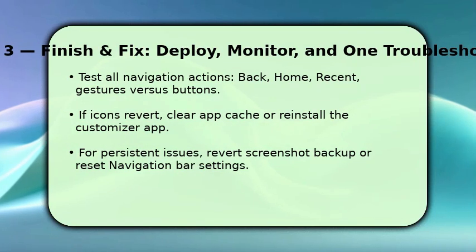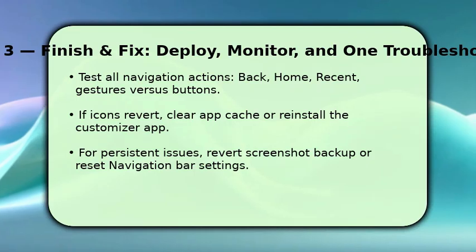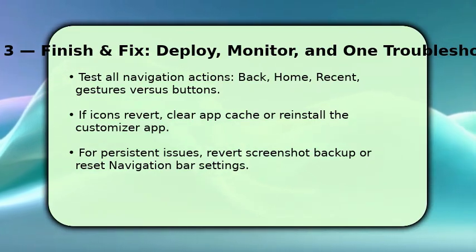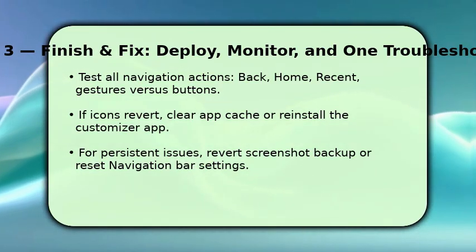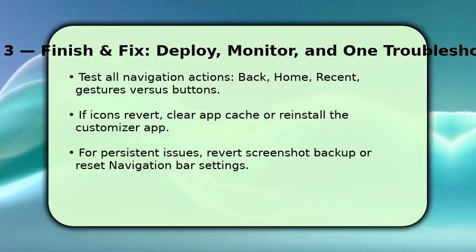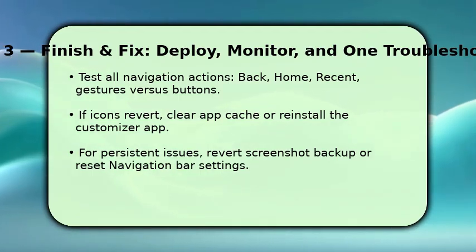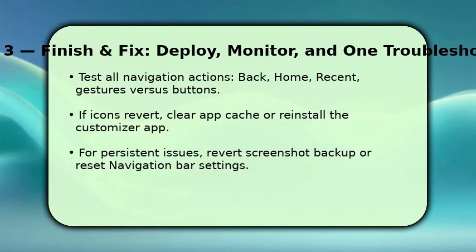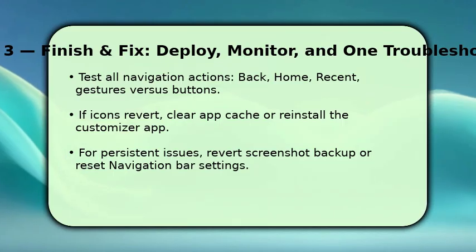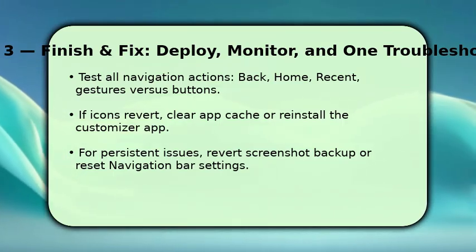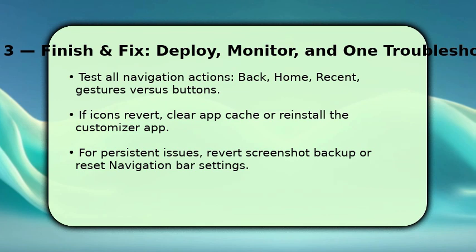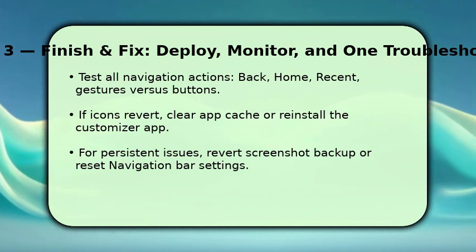You finish by verifying and handling common hiccups. Test every control, back, home, recent, and gesture transitions to confirm icon mapping and hit areas match behavior. Adjust padding if taps miss. If icons revert after an update or restart, clear the customization app cache, grant required permissions, or reinstall the module. As a last resort, restore the screenshot backup or reset navigation bar settings to default, then reapply changes step by step. This final check keeps your navbar stable and usable.